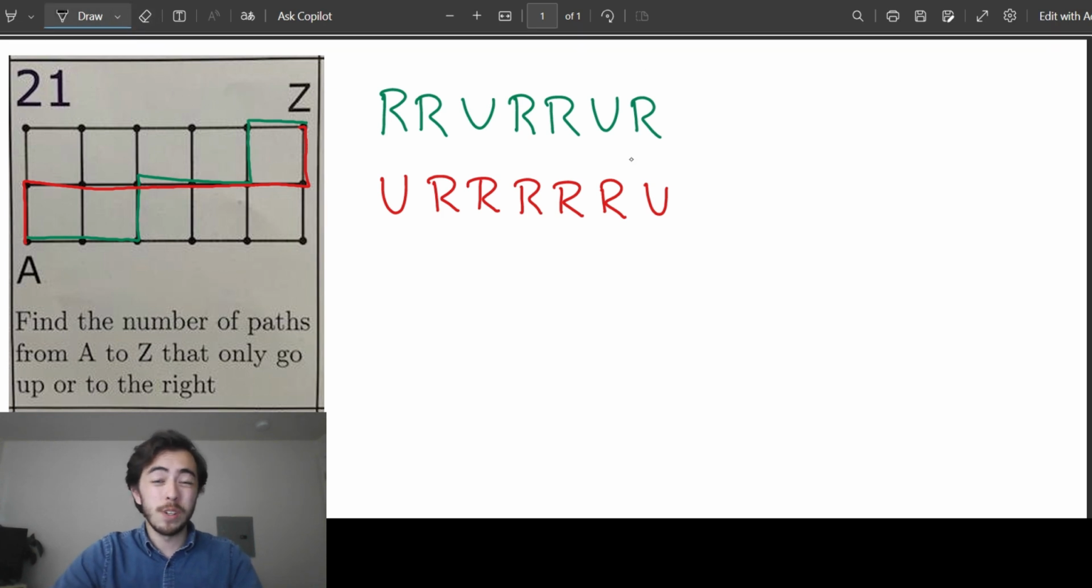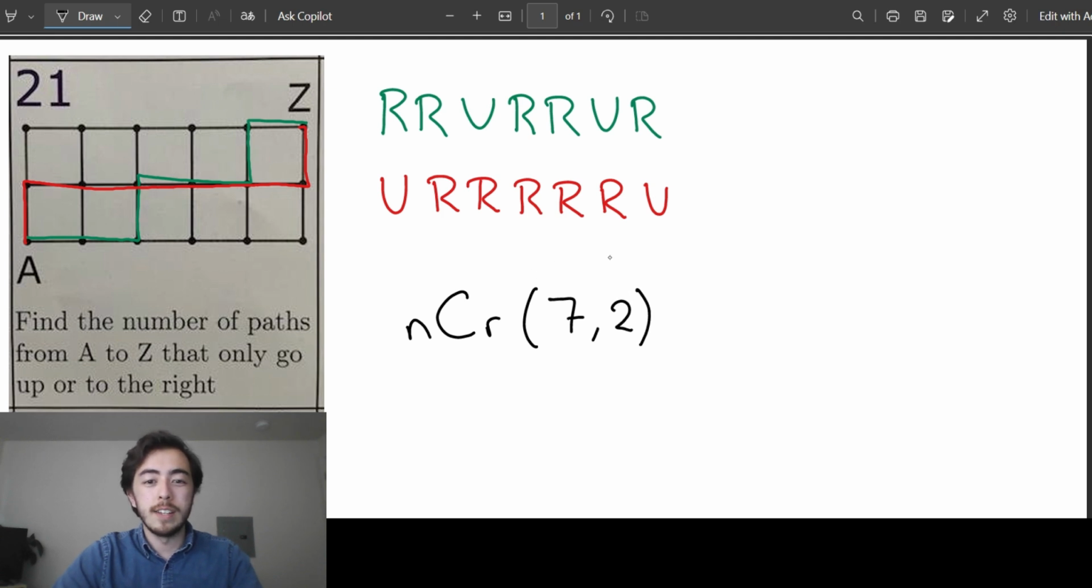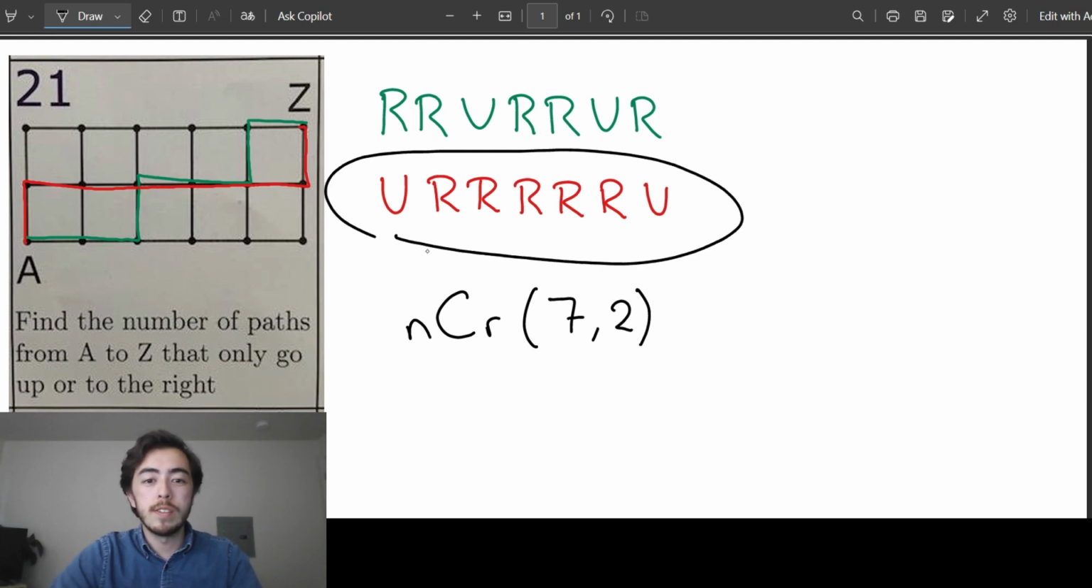And in short, this is the choose function, and there's a lot of different ways to express the choose function in notation. You could do nCr. The big C stands for choose or combination sometimes. And we could do 7, 2. This asks, with 7 objects, how many unique ways can I place 2 of them?